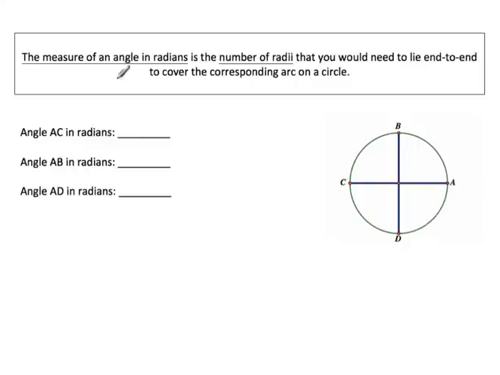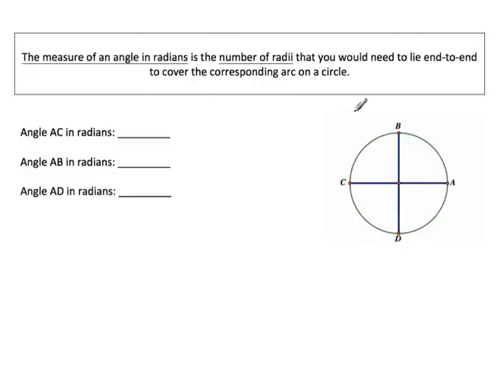Now, the measure of an angle in radians, this new unit, is simply the number of radii that you would need to lie end to end to cover the corresponding arc on a circle. What does that mean? It means that the measure of an angle in radians is just the number of string lengths that we've been talking about. How many string lengths does it take to get that length of the arc around the circle, where each string has the same length as the radius?